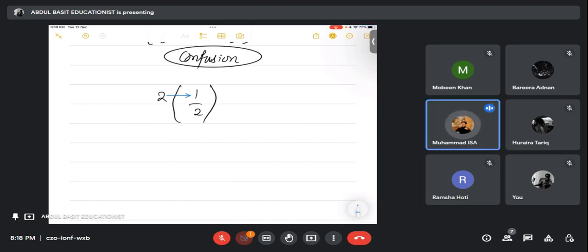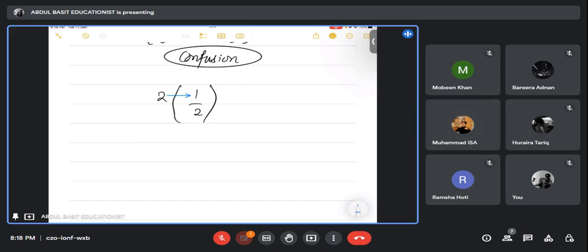Like for example, it would be 2 ones are 2, and 2 divided by 2 is 1. So this is what a confusion point is. It's a fraction, not a matrix.